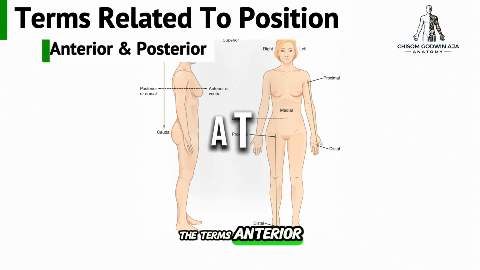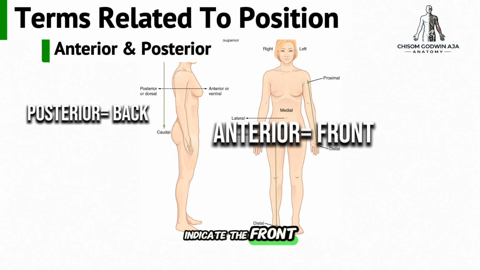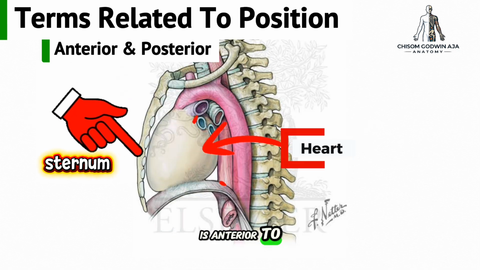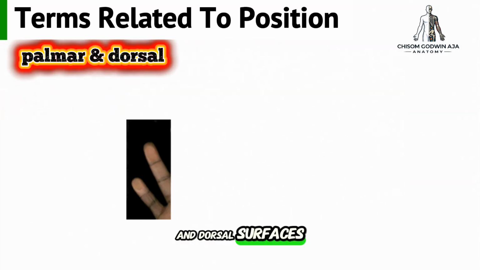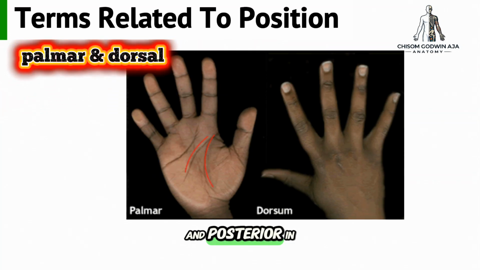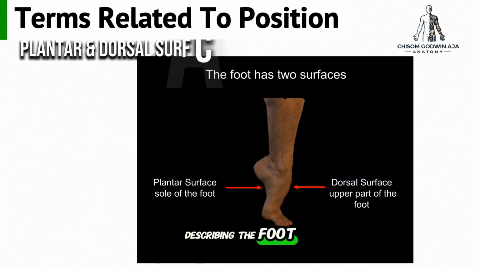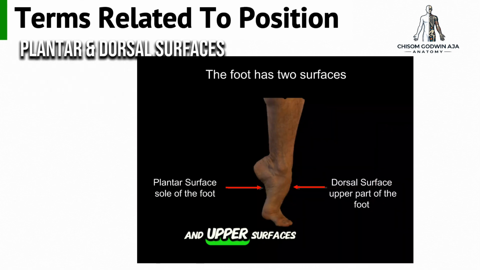The terms anterior and posterior are used to indicate the front and back of the body, respectively. Example, the sternum is anterior to the heart. In describing the hand, the terms palmar and dorsal surfaces are used in place of anterior and posterior. In describing the foot, the terms plantar and dorsal surfaces are used instead of lower and upper surfaces.